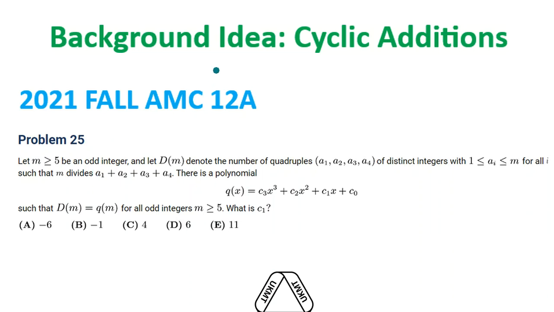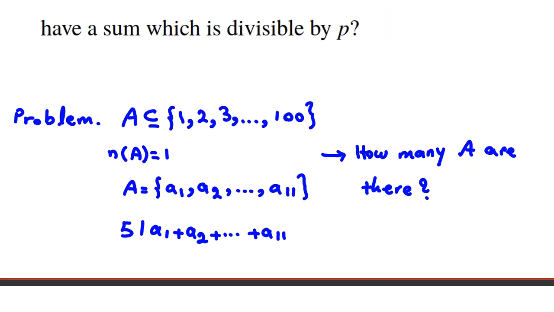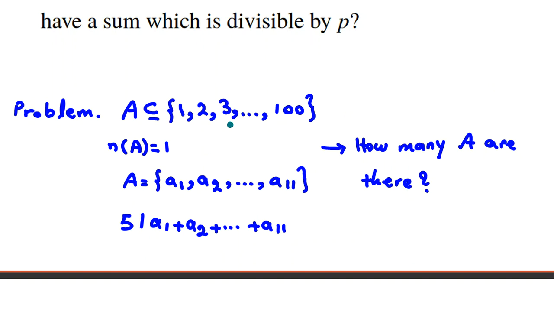In this part, we want to work on the background idea of cyclic additions. We want to solve the last problem of AMC 12 2021 Fall, which is also BMO Round 2, the British Mathematical Olympiad. Round 2 is similar, we can say, to USAMO in difficulty. This problem can be solved with the same idea, and it is also a problem from a book.